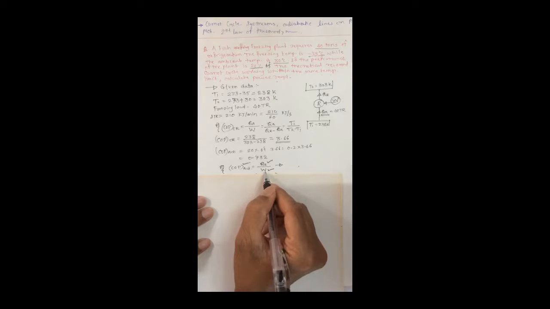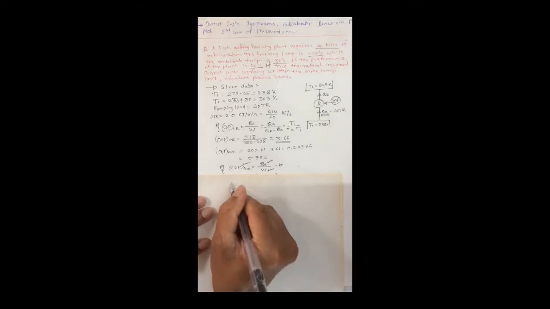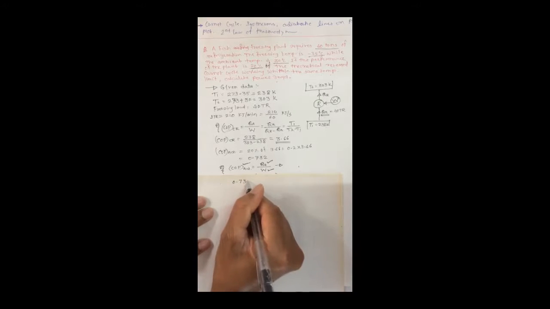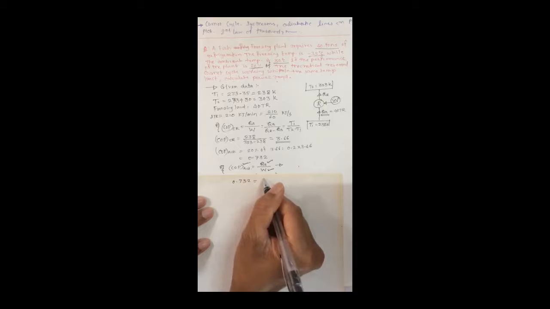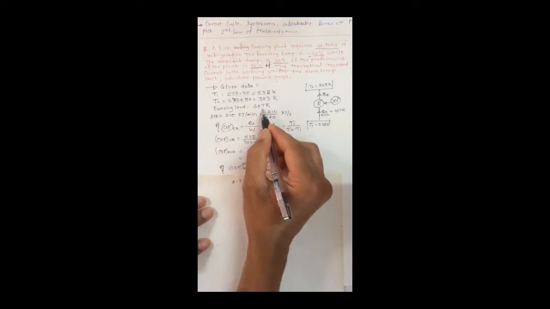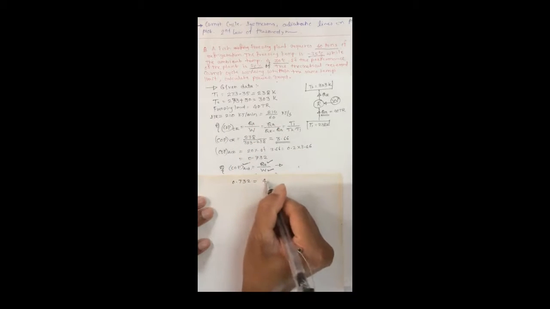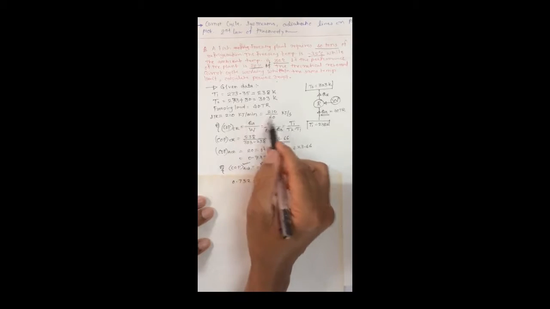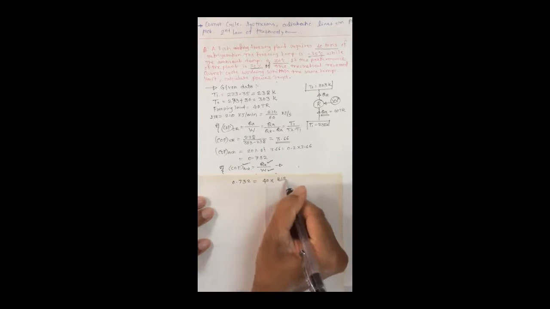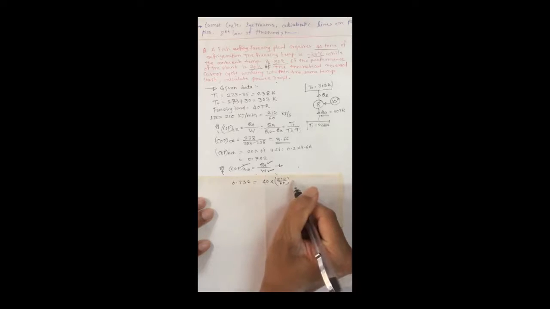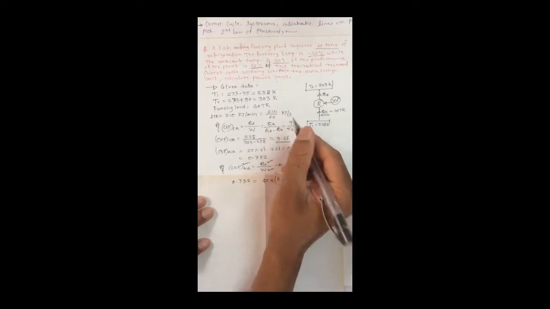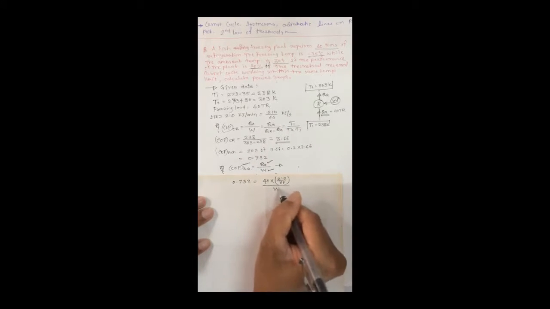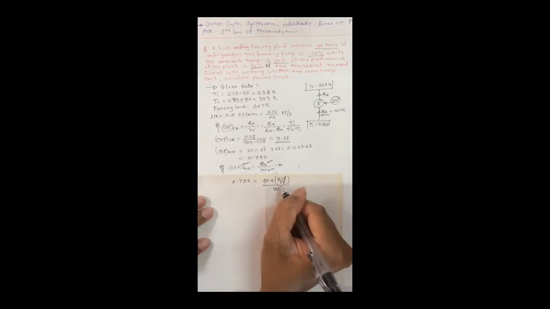So for the power required, we put in the values: 0.732 equals QA, which is 40 tons of refrigeration. So we write 40 into 1 ton of refrigeration, which is equal to 210 upon 60. This is in kilowatt, or kilojoule per second, upon whatever the work input required. Okay, we just cancel it and calculate this.